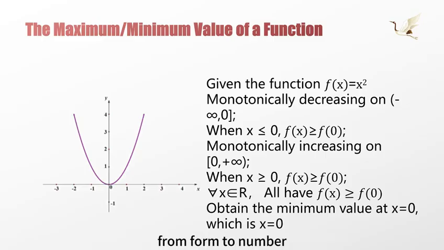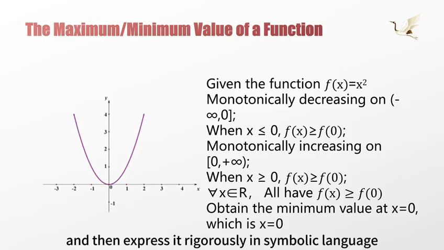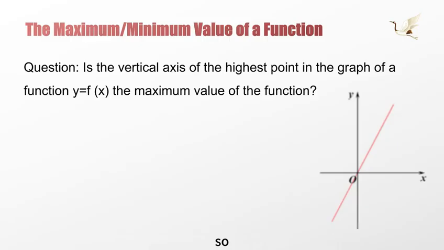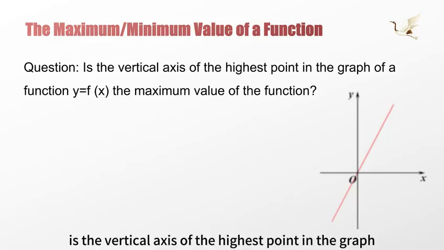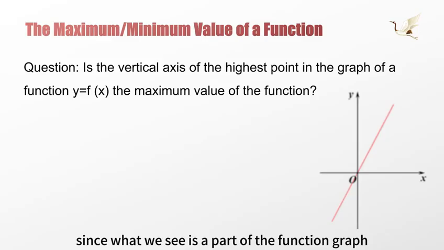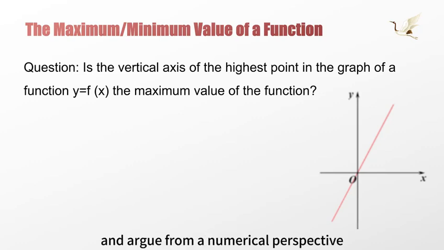From form to number, we first visually observe the minimum value of the function from the graph, and then express it rigorously in symbolic language. We know that the graph of a function y equals f(x) is as shown in the figure. So, is the vertical coordinate of the highest point in the graph the maximum value of the function? Since what we see is only a part of the function graph, we cannot determine whether it is the maximum value of the function. We need to consider the domain and monotonicity of the function and argue from a numerical perspective.